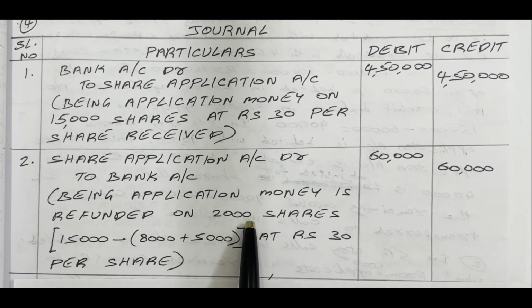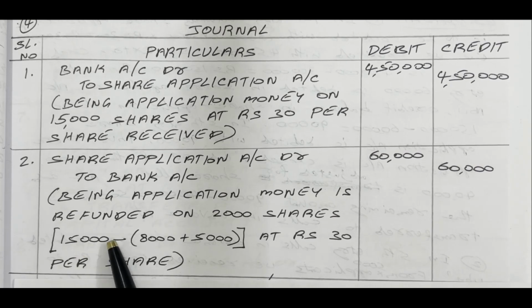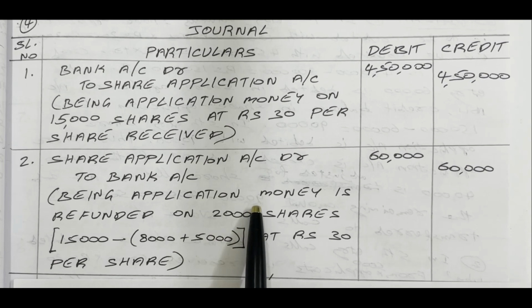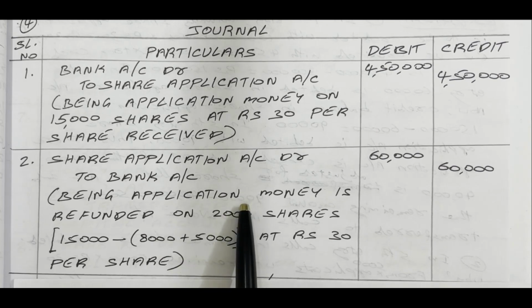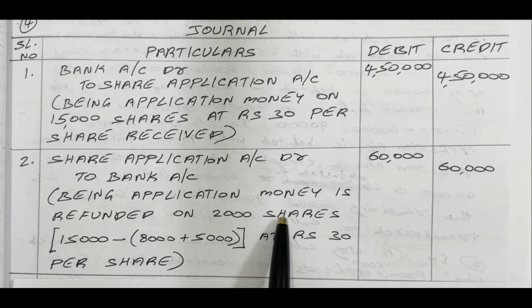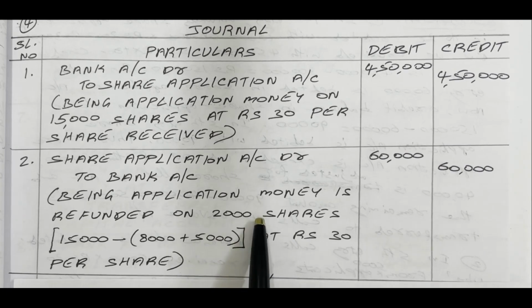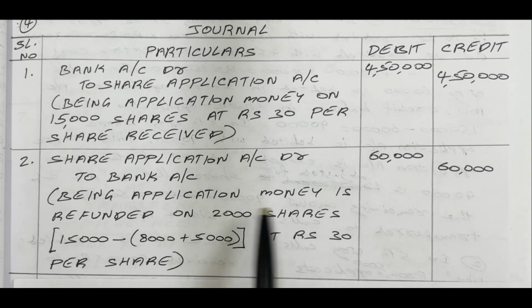How are 2,000 shares coming? Public applied for 15,000 shares. In this, three categories of applicants are there. First category applicants, they applied for 8,000 shares. Second category applicants, they applied for 5,000 shares. Now, how many shares did the third category applicants apply for? The number is not given in the question. We have to calculate. Third applicants applied for 15,000 minus 13,000, that is 2,000 shares.